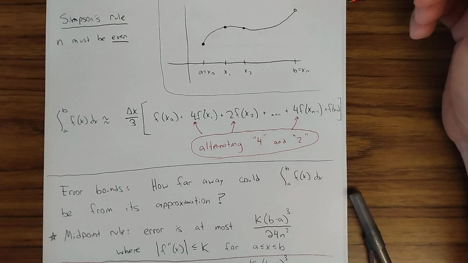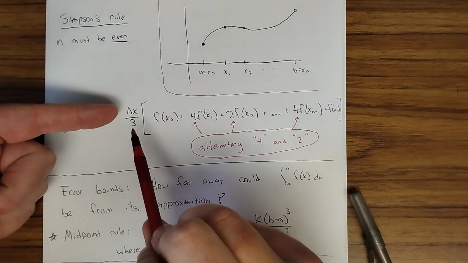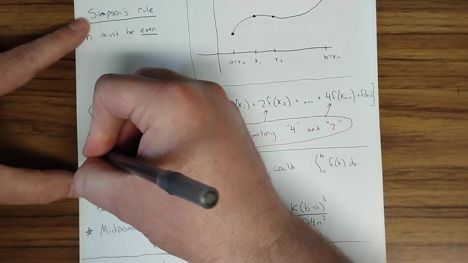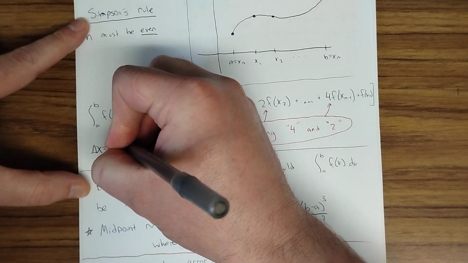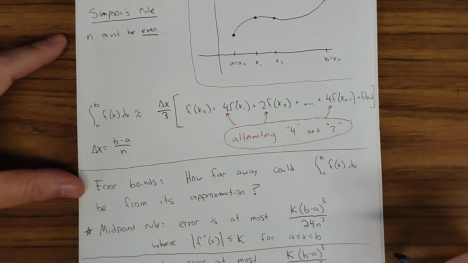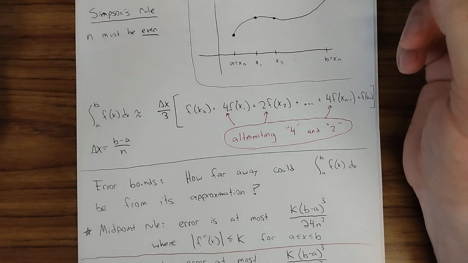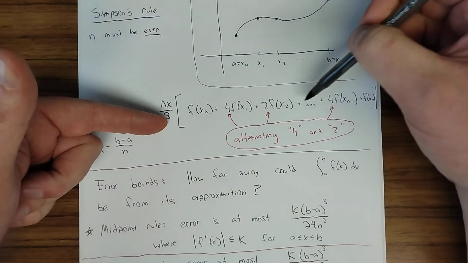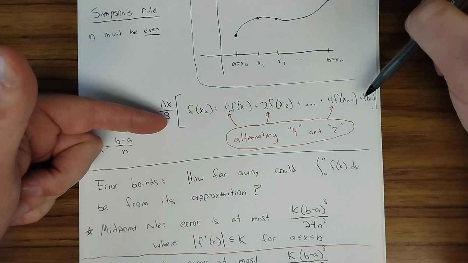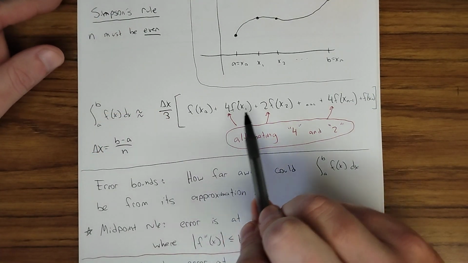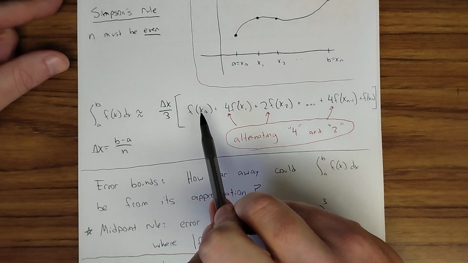So let me say a word about this. This is the same delta x from before, just to remind you. It's just the width of the subintervals. That's the same for all of these. And then it's over 3, and then we have a similar-ish looking thing to what we've seen before. There's a little bit of a funny pattern, though.